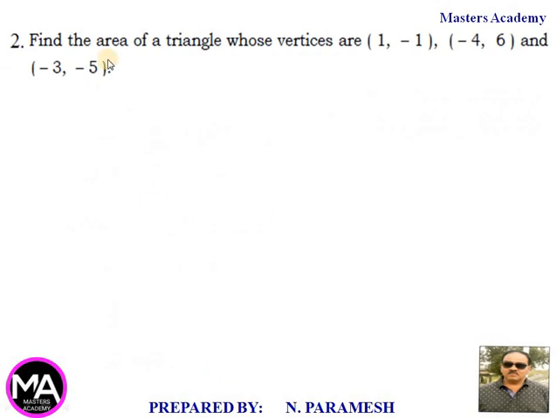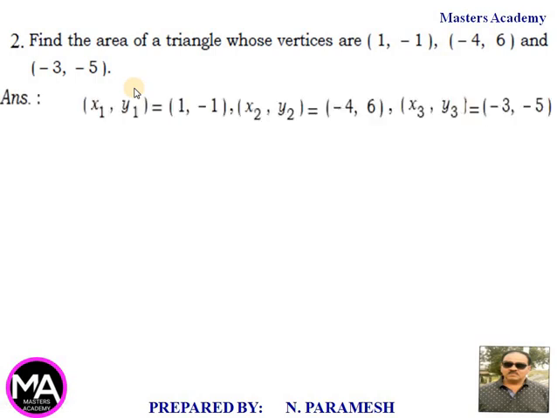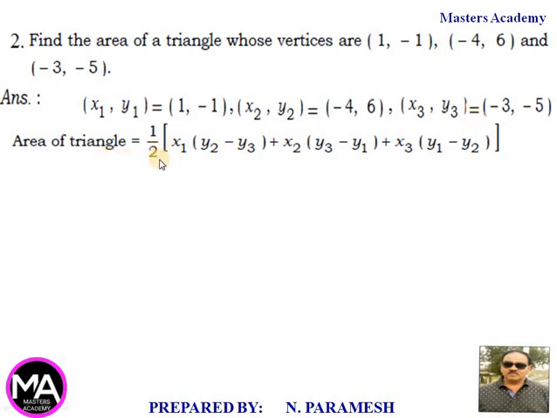Second question, find the area of the triangle whose vertices are (1, minus 1), (minus 4, 6) and (minus 3, minus 5). Answer, (x1, y1) is equal to (1, minus 1), (x2, y2) is equal to (minus 4, 6), (x3, y3) is equal to (minus 3, minus 5). Area of triangle is equal to 1 by 2 absolute value, that is mod of [x1(y2 minus y3) plus x2(y3 minus y1) plus x3(y1 minus y2)] mod close.